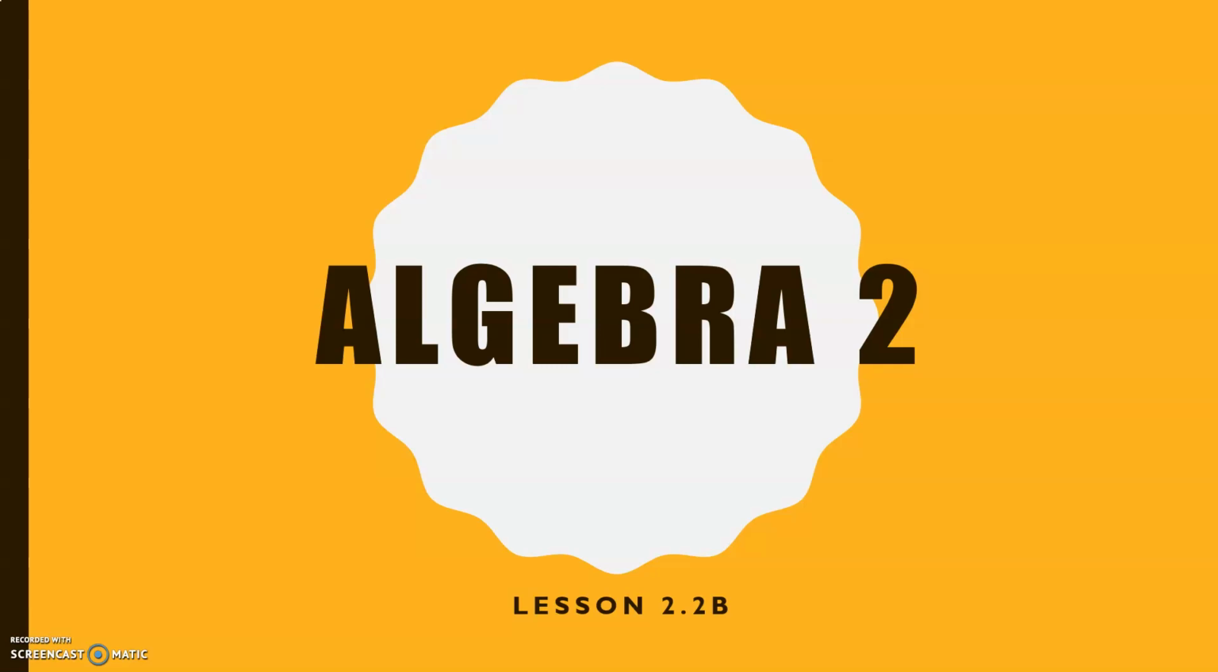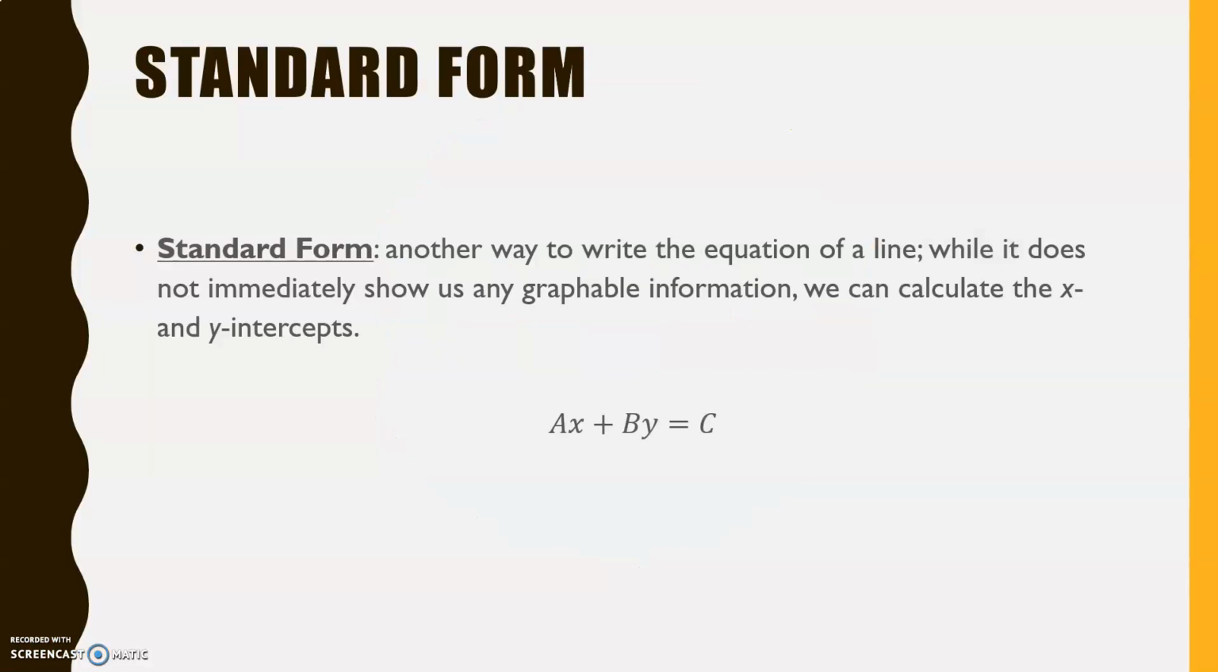Welcome back to lesson 2.2. We are going to continue looking at another form of writing the equation of a line, as well as looking at parallel and perpendicular lines. So this third version we looked at is going to be called standard form. And standard form, I think, is generally looked at as people's least favorite out of the three. However, I really like it because it allows us to find something a little different.